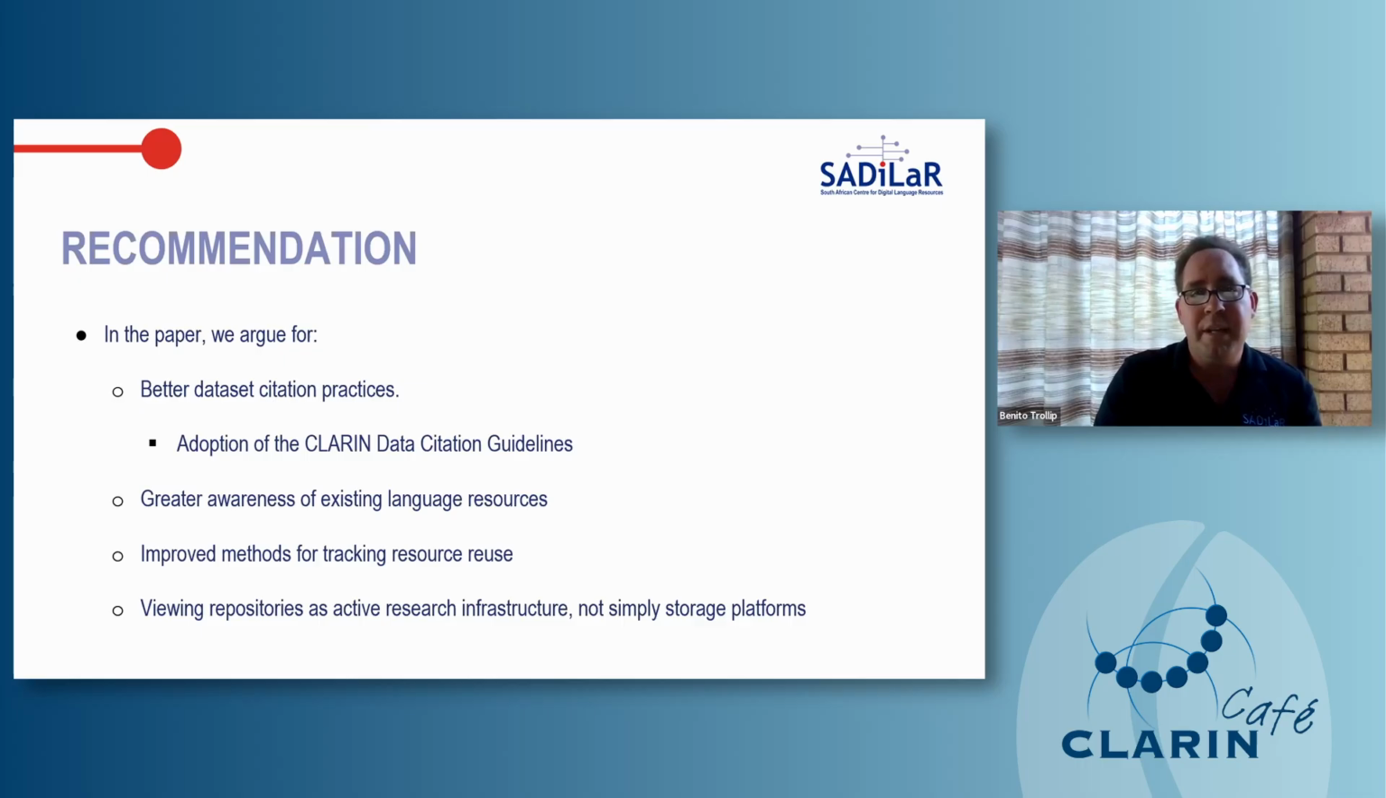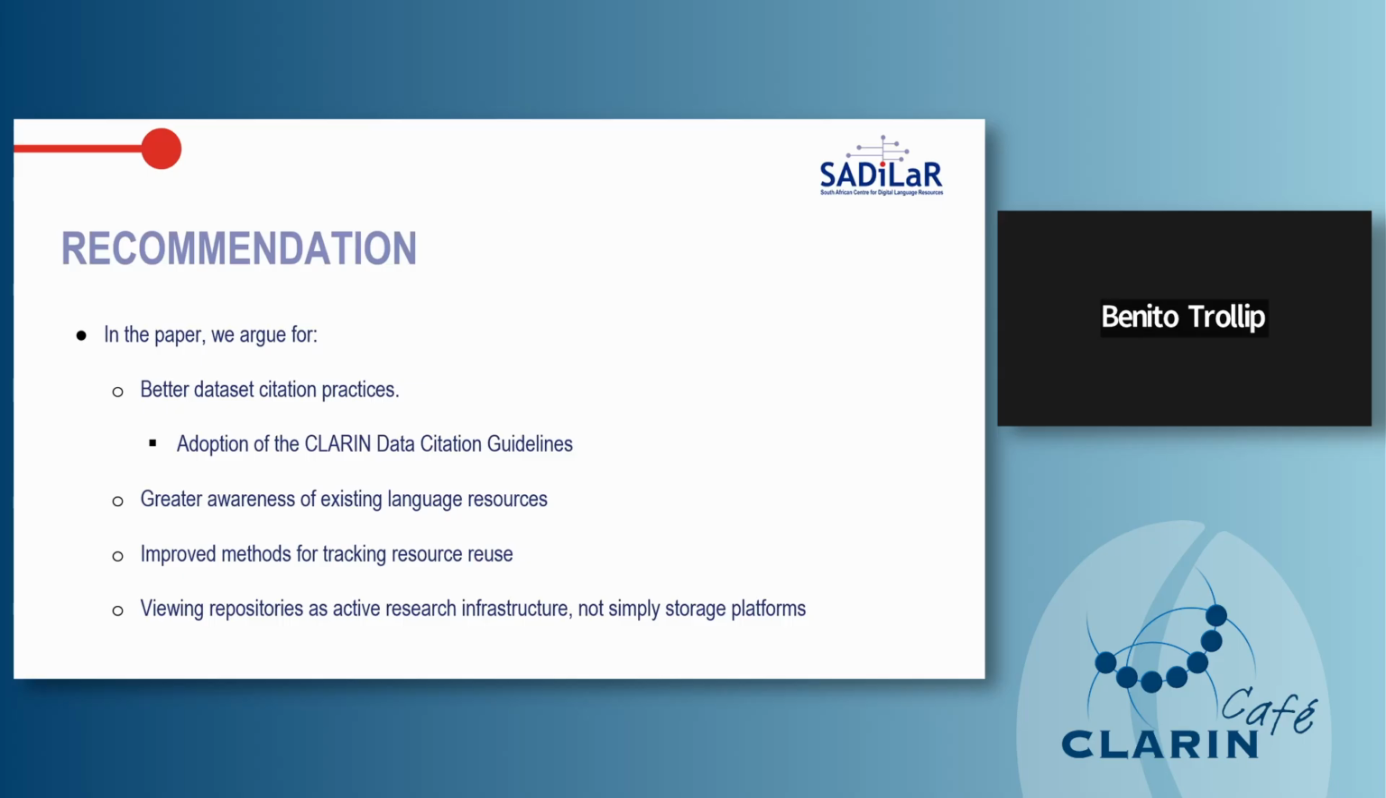So our recommendation at the end of the paper was that better dataset citation practices, specifically mentioning the CLARIN data citation guidelines in our article. And also I can mention that I had a conversation with one of the editors-in-chief of the Journal of the Digital Humanities Association of Southern Africa, and the CLARIN data citation guidelines is now part of the author guidelines on the website. So that is a happy moment, and we will see whether it will have an impact.